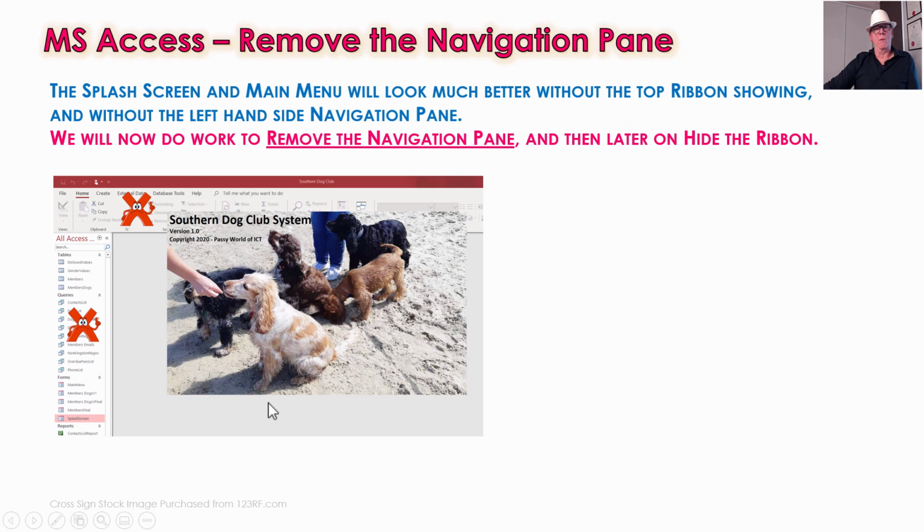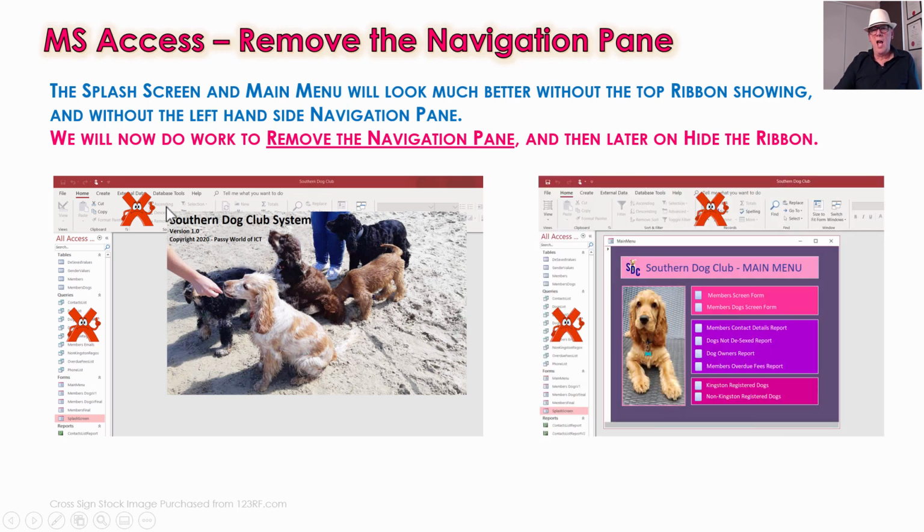And you would have noticed that when we started the lesson and showed you how the final product worked, that's what happened. We didn't have any of this. We just had the dog club on a gray background. So this is what we need to do. Now, first we're going to work on the navigation pane, then we'll work on the ribbon. And of course, when it does its little 4-second thing, and then you get the main menu, we won't have the ribbon or this navigation pane either.